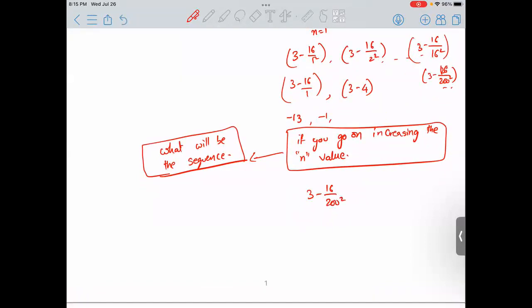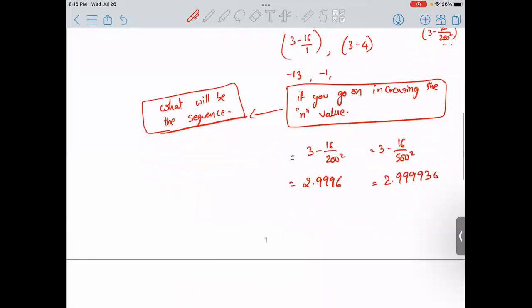Approximately 3, sir. Why does it stop at 3? Because something upon infinity is 0, sir, because the denominator is very great. 3 minus 16 by 200 square gives about 2.9996. Same if you do it with 500 square. Look, observe this: 2.999936. Yes, n got increased.